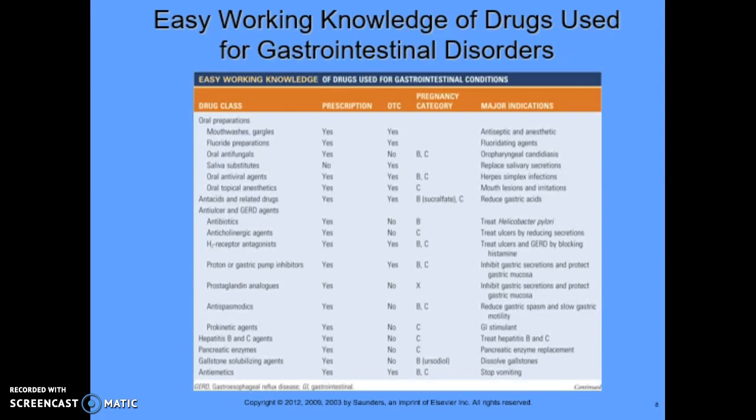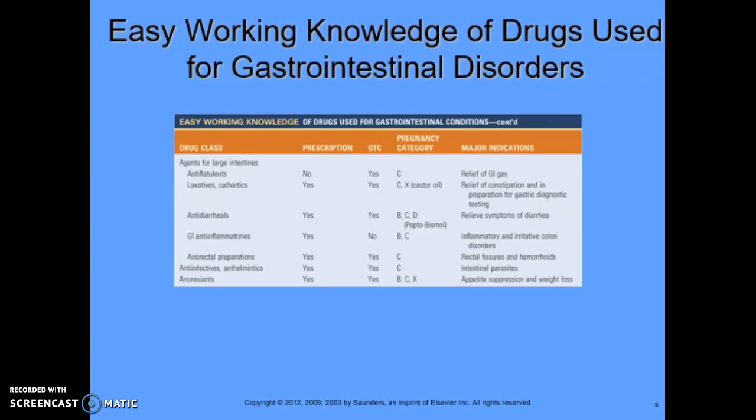Take a look more closely in your book at these two diagrams. I'm trying to see if I can find the page that they're on. They are labeled as easy working knowledge of drugs used for gastrointestinal conditions. So take a look more closely in your book at those two figures.